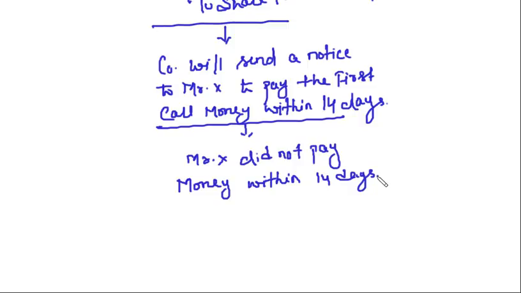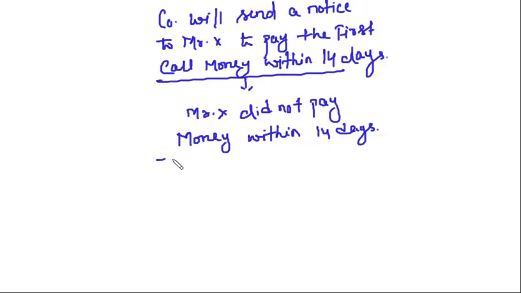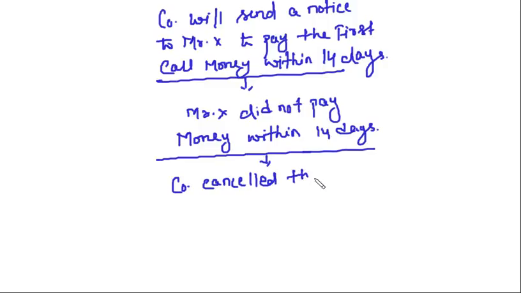Now what is the power with the company if the money is not received? What will the company do in this case? What the company did? Company cancelled the subscription. The company cancelled the subscription of Mr. X. What did the company do? Company cancelled the subscription of Mr. X. Company says we do not consider it a valid subscription, and again our shares are open.